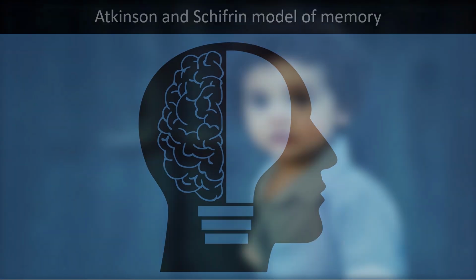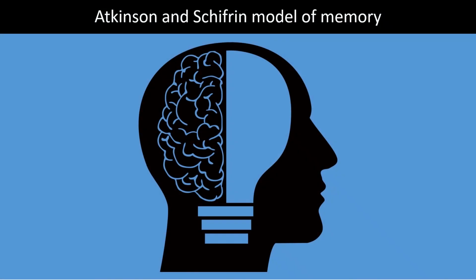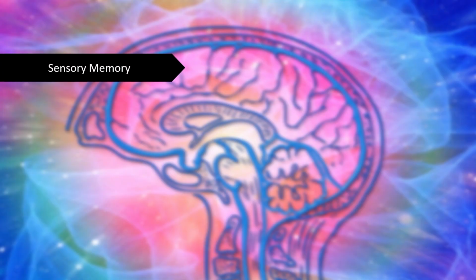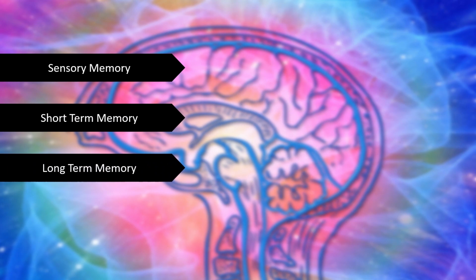This approach also led to the development of the Atkinson and Shiffrin model of memory, which is similar to the computer analogy. According to this model, memory information is processed in a series of steps. Memory has three distinct stages: sensory memory, short-term memory and long-term memory.